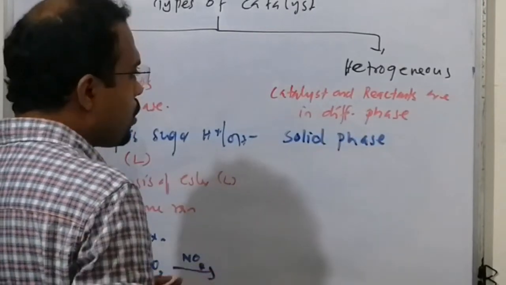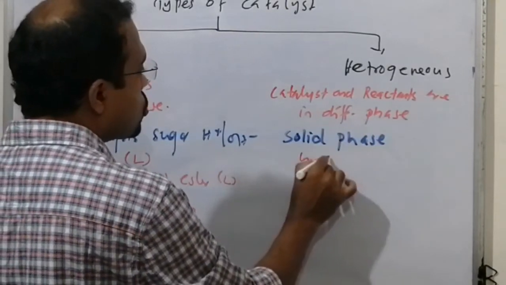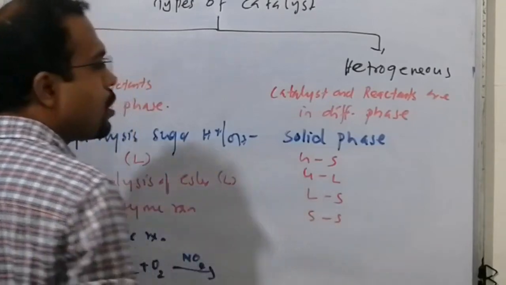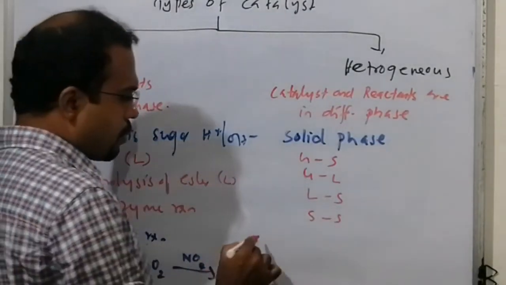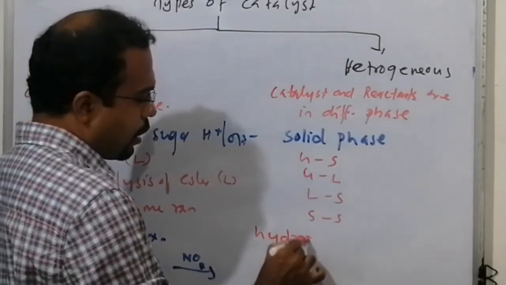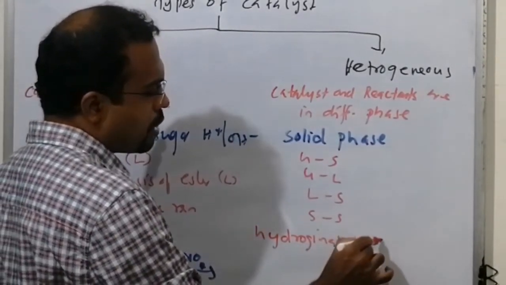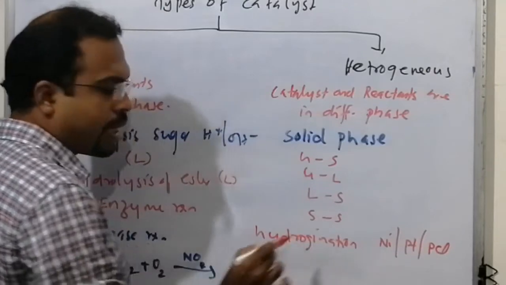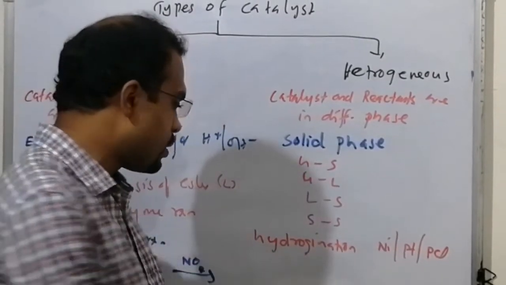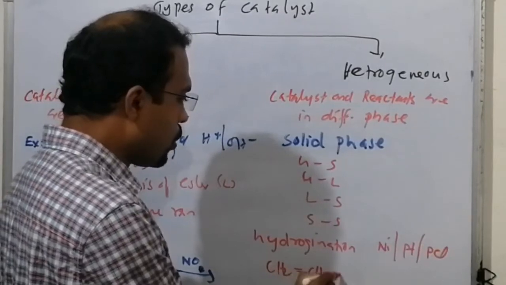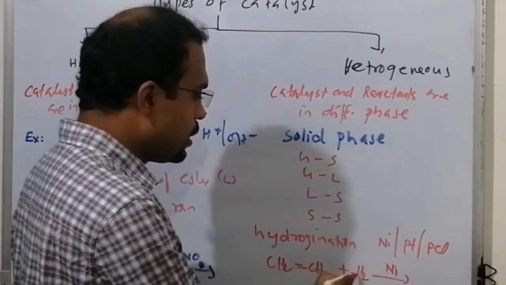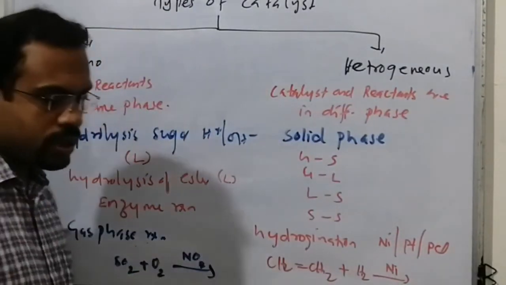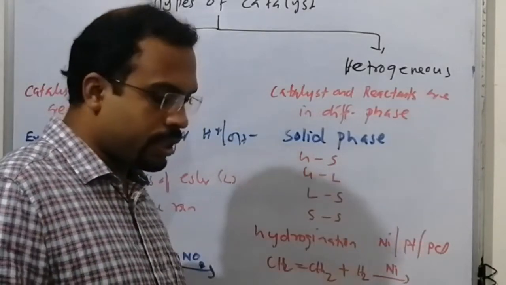Solid phase reactions, or a mixture of different phase. Suppose you have gas, solid, gas, liquid, solid. All are heterogeneous. One example is hydrogenation, in the presence of nickel or platinum or palladium, etc. Because hydrogen is in gas phase, reactants are in gas phase. Suppose CH2 double bond CH2 plus H2 nickel. These are in gas phase, but catalyst in solid phase. This is one of the important examples for heterogeneous catalysis.